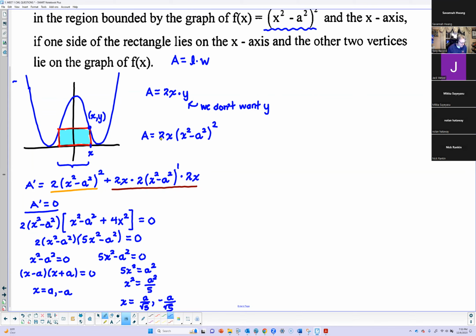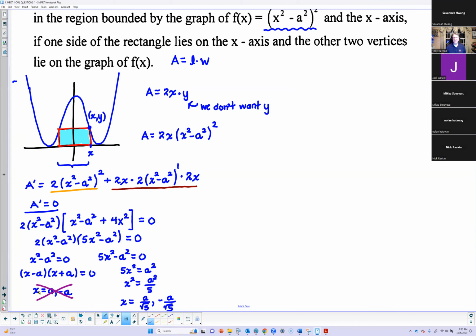And so what you have to do at this point is, I guess we have to sort of take a leap of faith as to what is going to serve as our critical value, okay? And we have a problem with x being a or negative a. We're going to throw those away. And I want to see if you guys understand why.